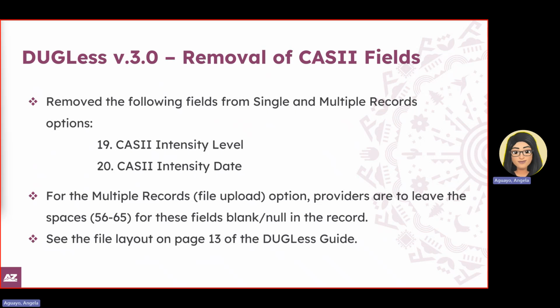Next is the removal of the CASI fields. We have removed the CASI intensity level and the CASI intensity date from both single and multiple record options in the DUGLess portal. For those using the multiple records or file upload option, providers are to leave blank or null the spaces where these fields are located in the record. And there's an updated file layout on page 13 of the DUGLess Guide that will describe that.